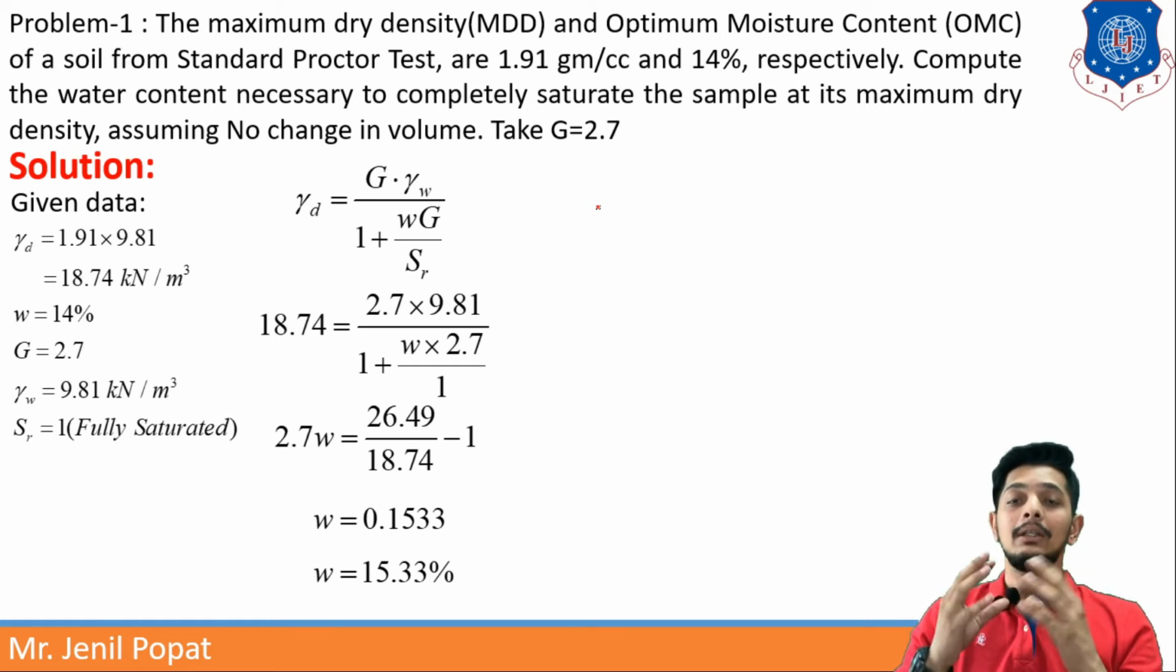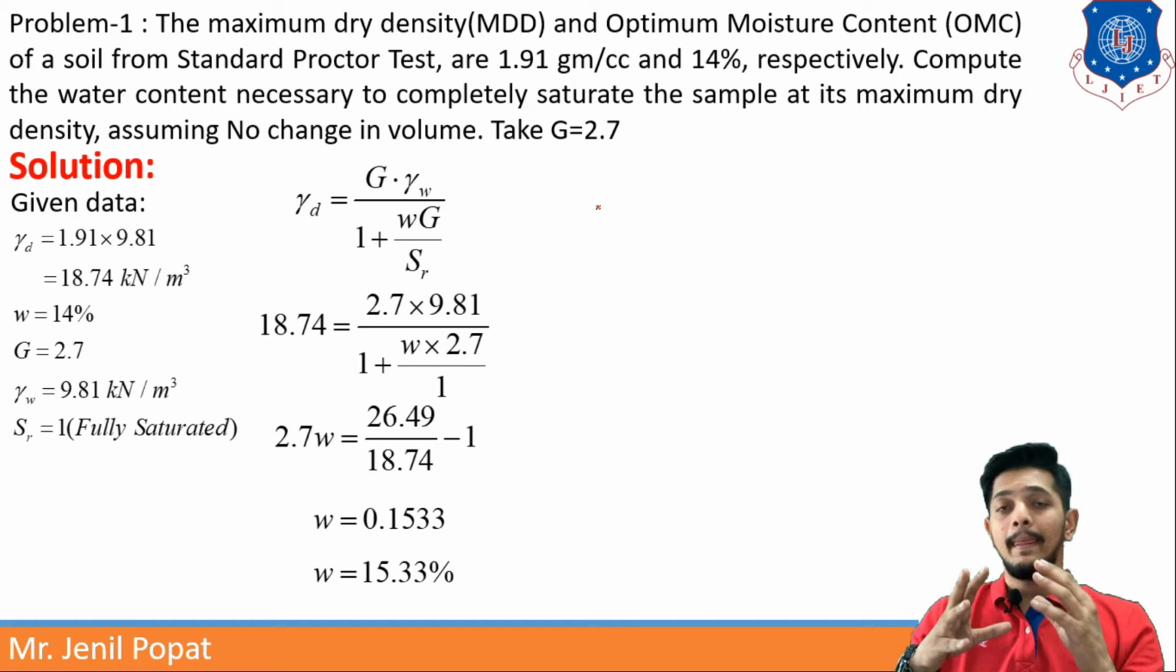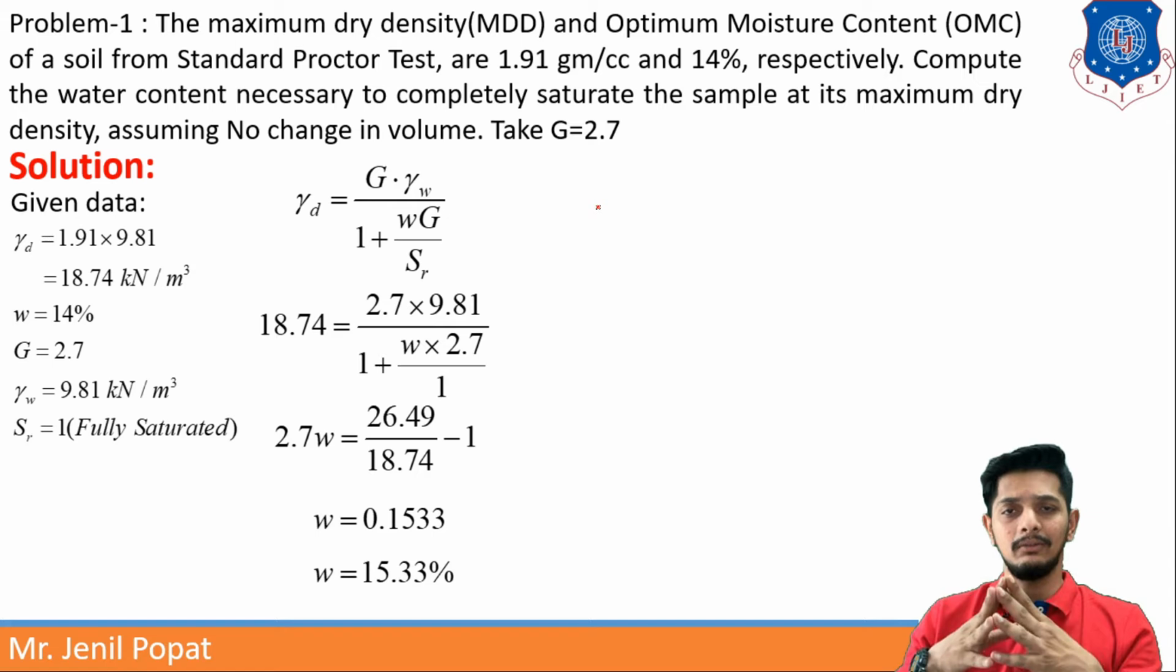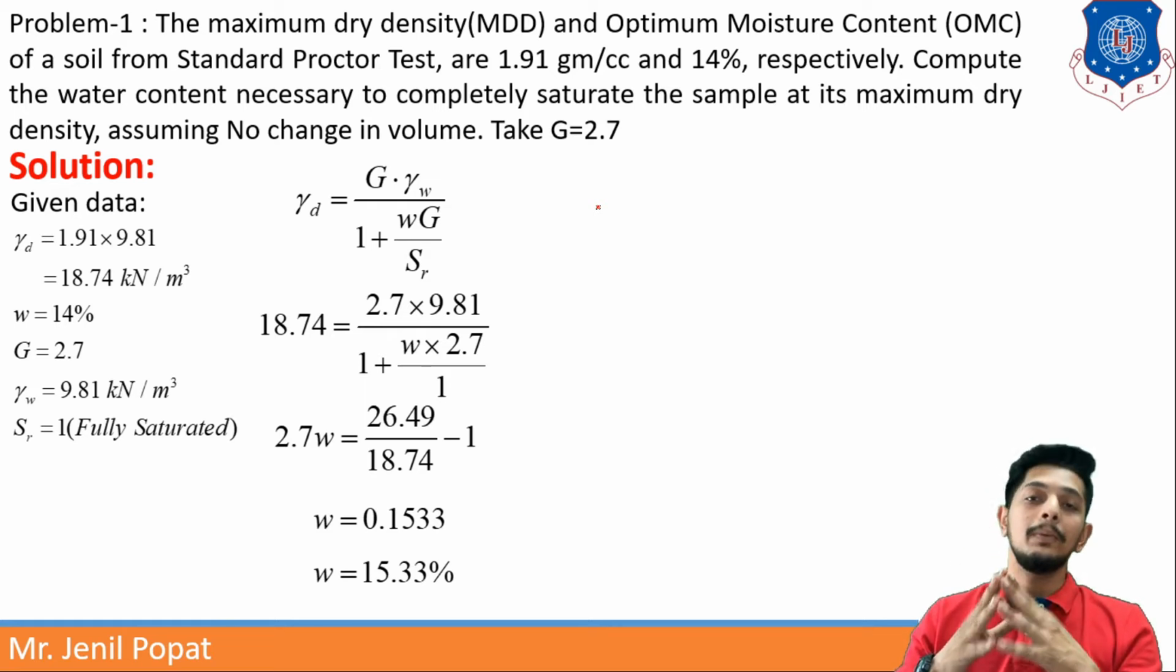If you have taken a soil sample from the field and you have procured it with SPT, standard proctor test, and the results are like this, suppose 2 gram per cc is the value and 15% is the MDD and OMC, then if you want to make it fully saturated, you have to calculate the water content for that, and from that you can idealize the situation at that site. So that is how you should understand and analyze the problems, not just for the sake of marks. I hope you are clear with that.